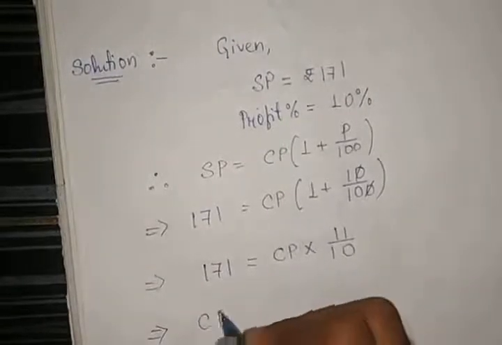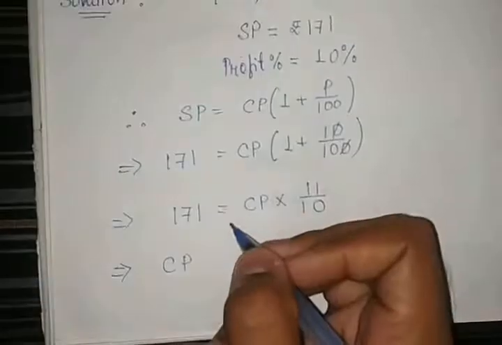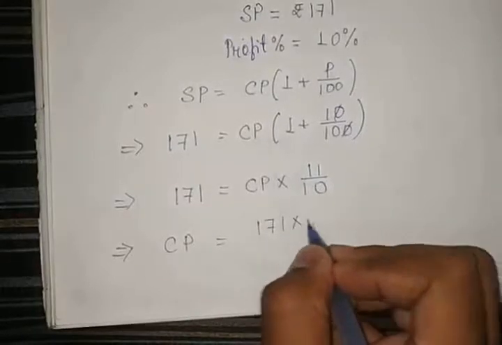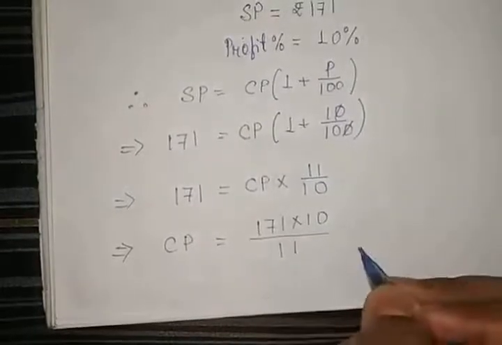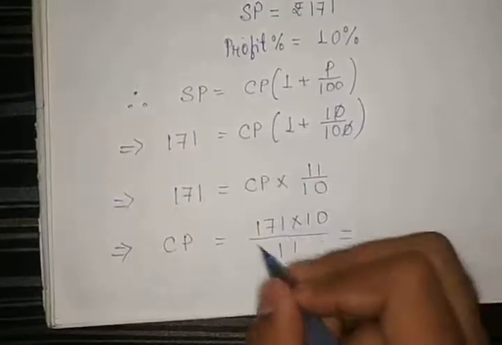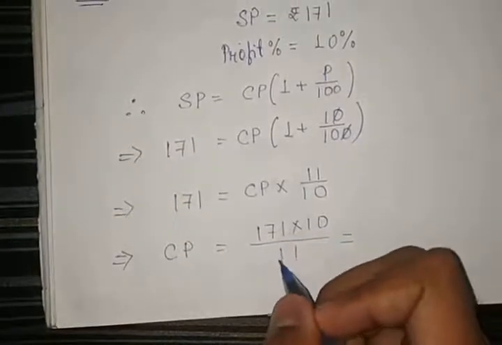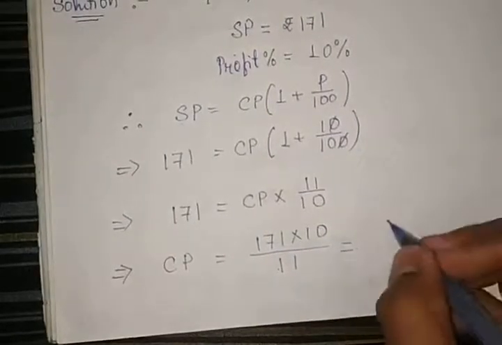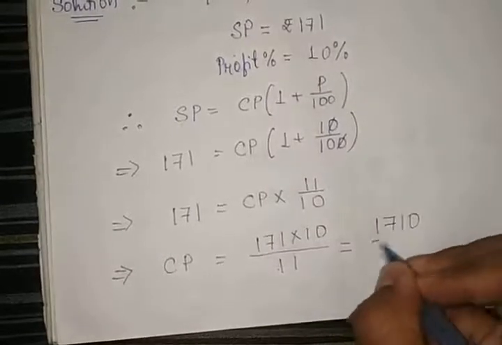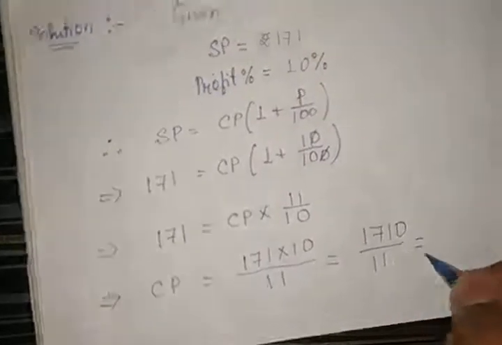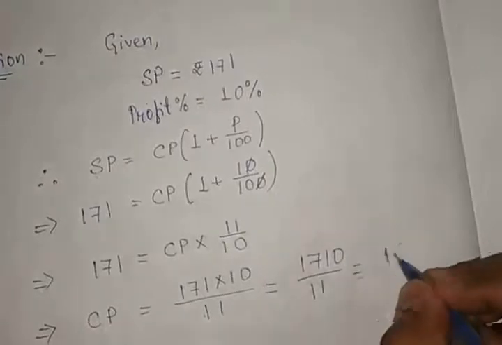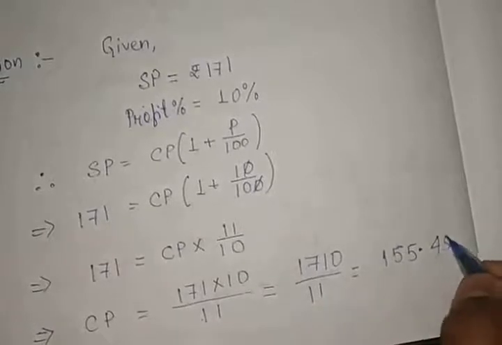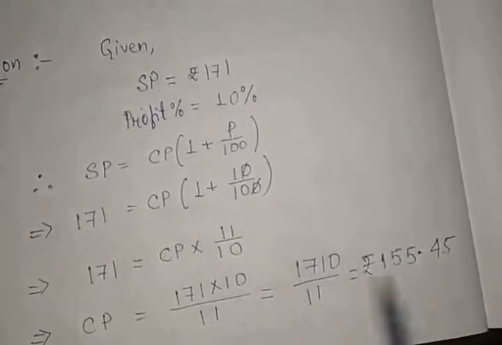So cost price will be equal to 171 into 10 divided by 11. So what will be the cost price? After multiplying this one, you will get 1710 by 11. And after dividing this one, we will get 155.45. So this will be the cost price.